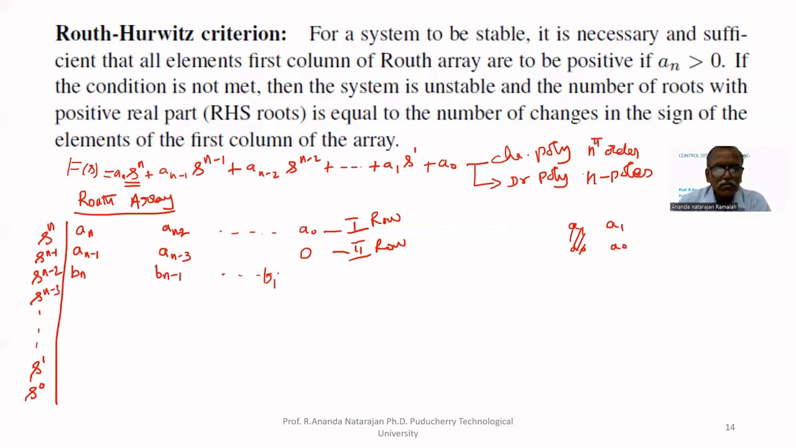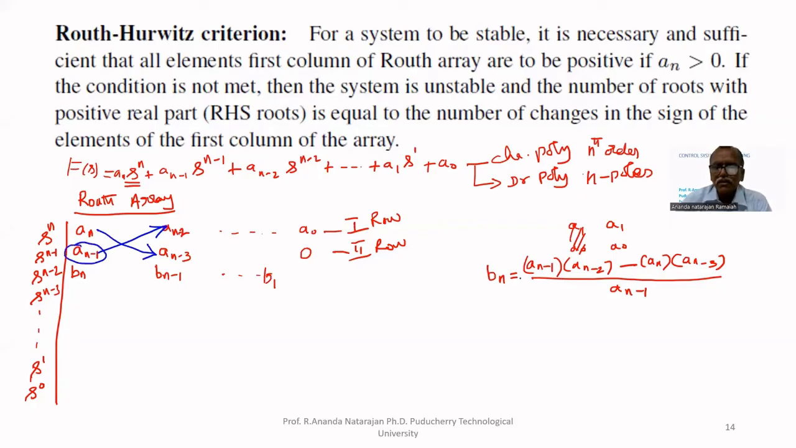Up to b1 it will come, one short of the polynomial. So what is bn? bn equal to an minus 1 multiplied by an minus 2 minus an multiplied by an minus 3, whole divided by an minus 1. We have to remember this way: we have to multiply these two minus product of these two, divided by this.